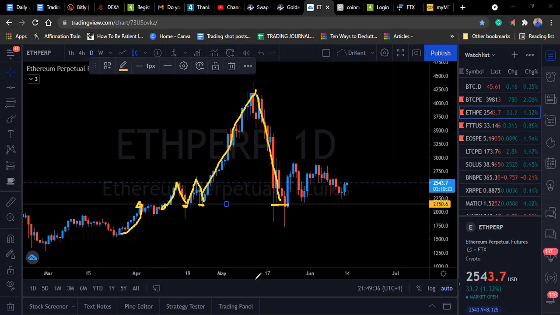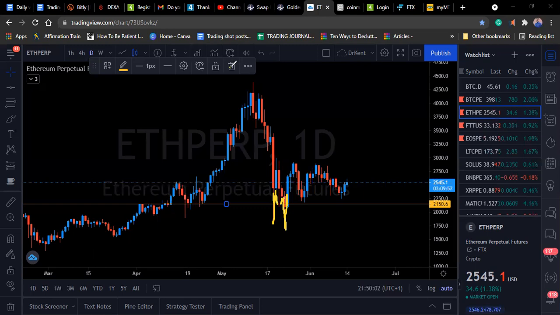It reacted, and how would you know it's reacting? How do you know it's respecting this level? It's when you begin to see these wicks. Can you see these long wicks? Even when they break through, there's a pushback up. So those kinds of areas are your key areas, your key levels.